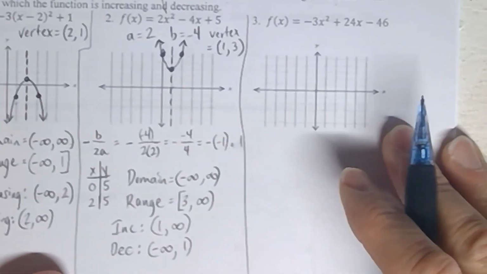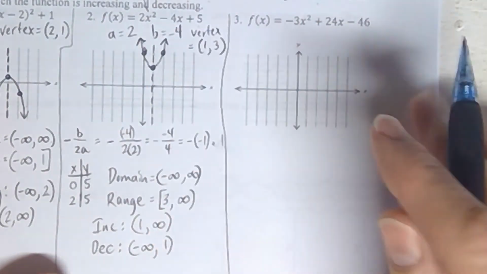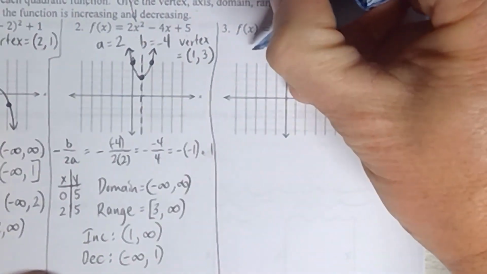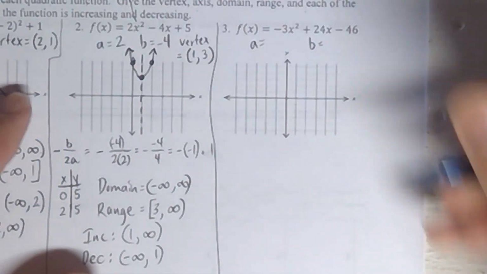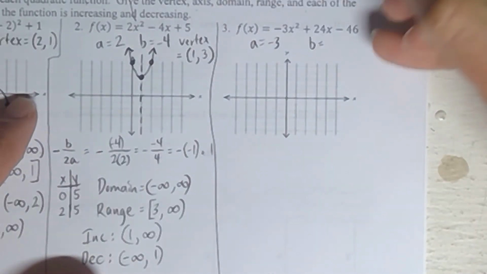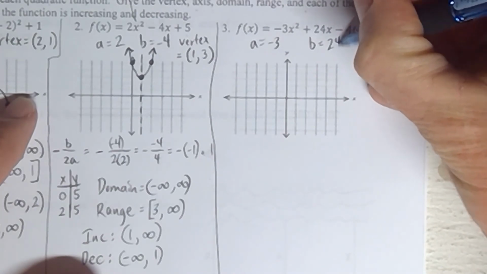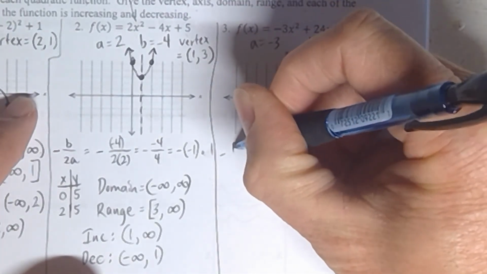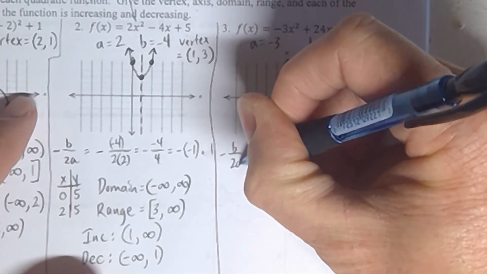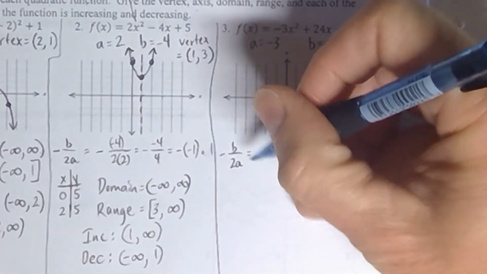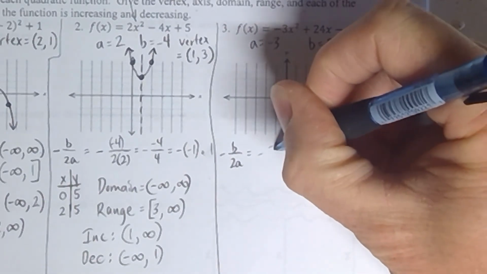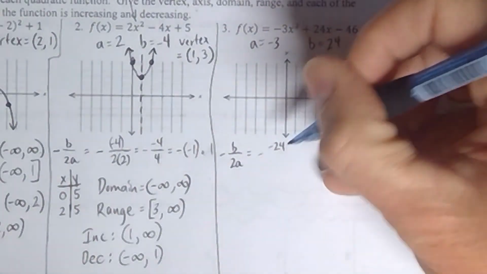Number 3 is very similar to number 2. All right, it has that similar format there. Once again, the A and the B are what we're concerned about here, so we can figure out the vertex. The A is negative 3, and the B is 24. So what is going to be the negative b over 2a fraction, which is the x part of the vertex? What is that going to be? Let's plug in these numbers here.